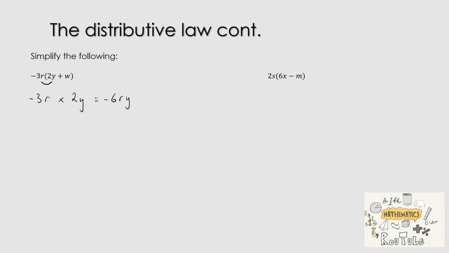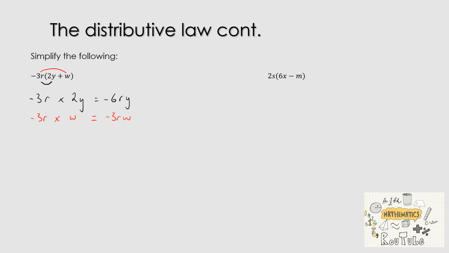Now the next thing we need to do, and again I'll do it in a different color, is multiply whatever's outside the bracket to the next term. So now we've got negative 3r multiplied by w. That just joins together as negative 3rw. Now get in the habit of writing the variables always in alphabetical order.